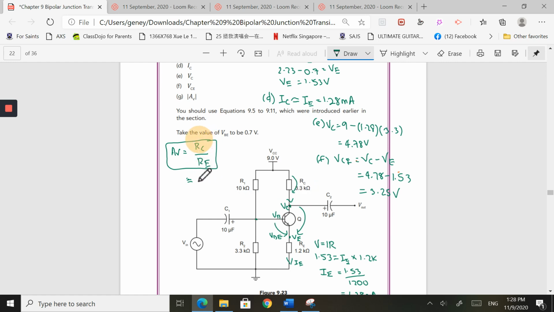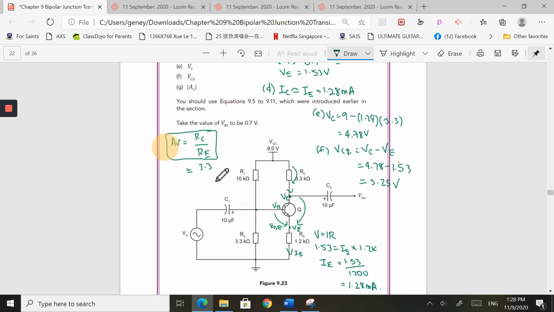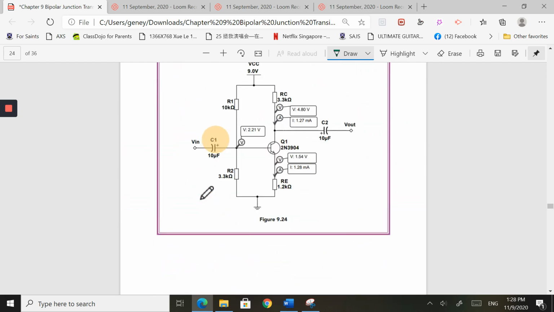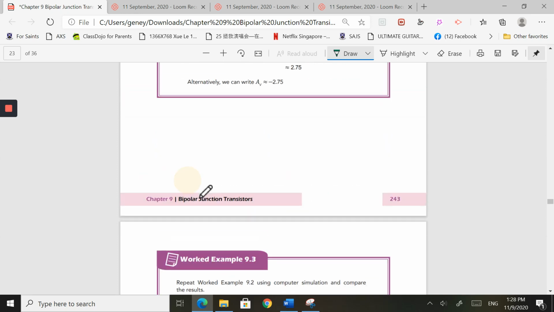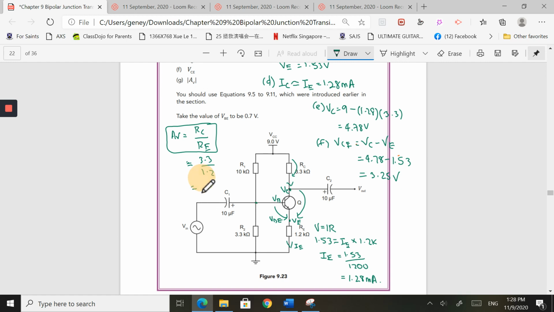So RC is 3.3 kilo ohm, and RE is 1.2 kilo ohms. Press your calculator, you'll end up with 2.75 times. So you know that whatever input I give here, the output will be 2.75 times bigger.